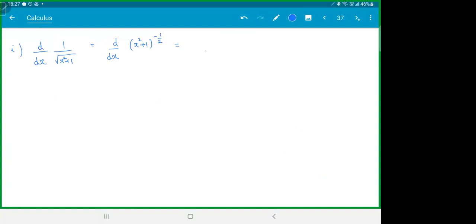So this is function to the power of minus half. So minus half the function to the power minus half minus 1, and then differentiate whatever is the function inside. So that will be minus half, that will become x square plus 1 whole power 3 by 2, and that's 2x plus 0. 2 will go off. So you end up with minus x by (x square plus 1) whole power 3 by 2.